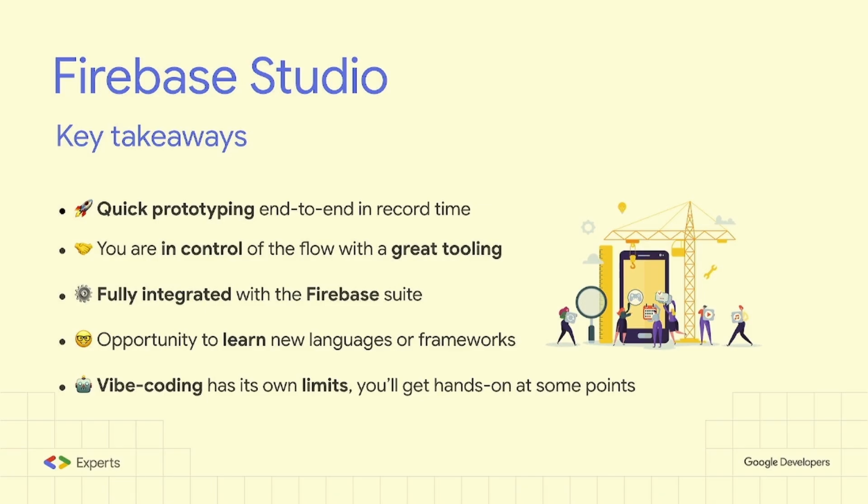We see vibe coding has its own limit. So if you don't give enough context, at some point you might be stuck, the model is gonna end up in a loop. At some point you'll get your hands dirty because you're gonna need to fix stuff on your own.